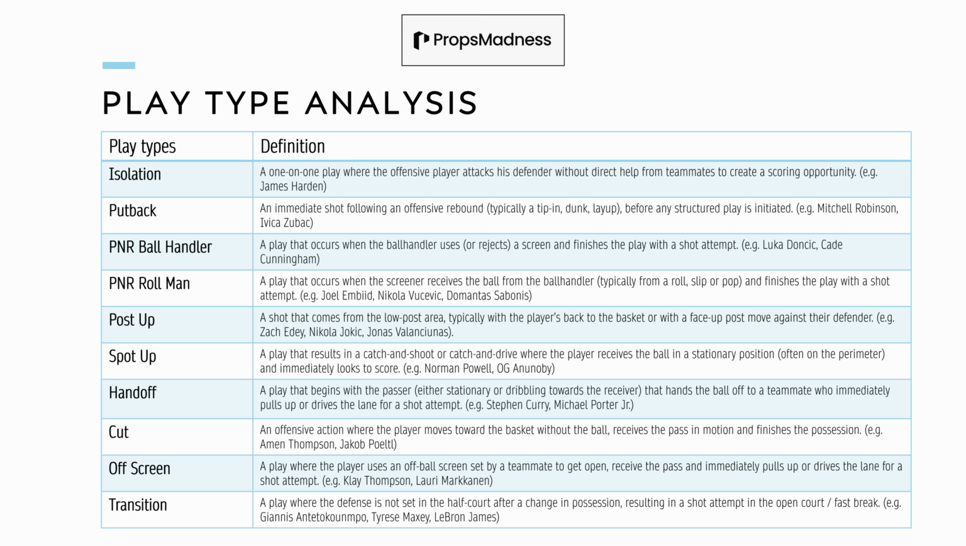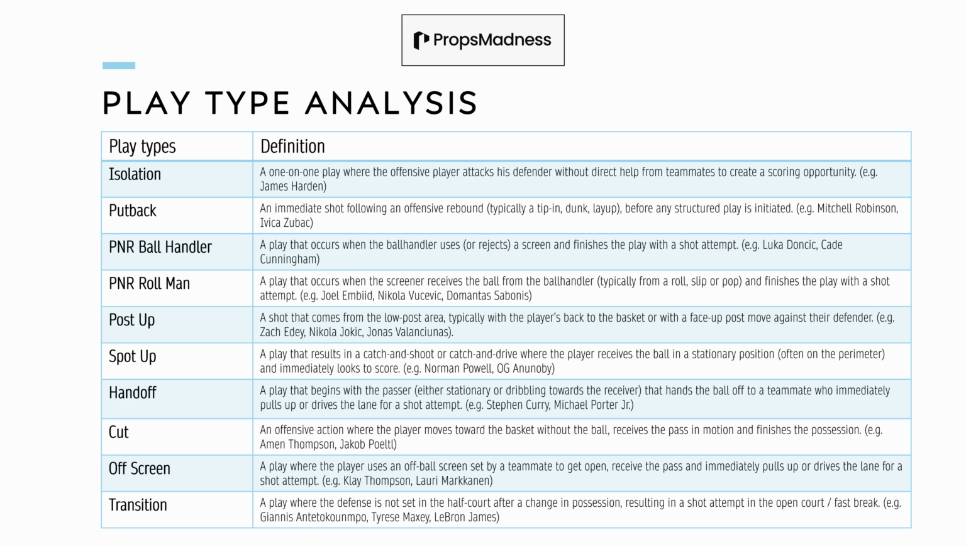Here we also have the putback play type. So this is an immediate shot following an offensive rebound before any structured play is initiated. This typically results in a tip-in, a dunk, or a layup. And you want to think of players like Mitchell Robinson, Ivica Zubac, even a Rudy Gobert. So someone who is hanging around the rim, trying to get second chance opportunities for his team and finishing plays in that regard. So again, by looking at the defense, you want to target a team that is really poor at defensive rebounding or really poor at defending shots at the rim as well. And so that's how you can use it to your advantage by understanding the play type and also the players that suit this play type.